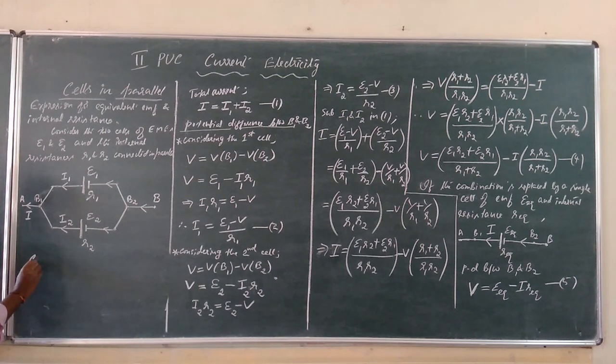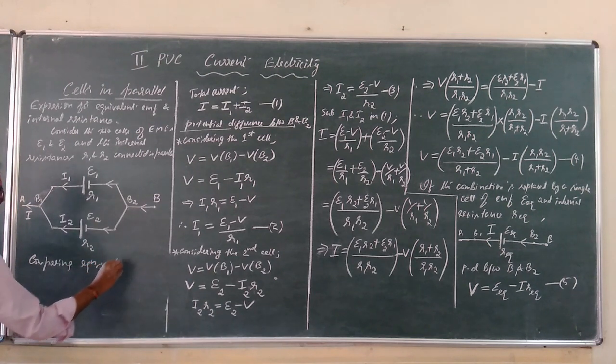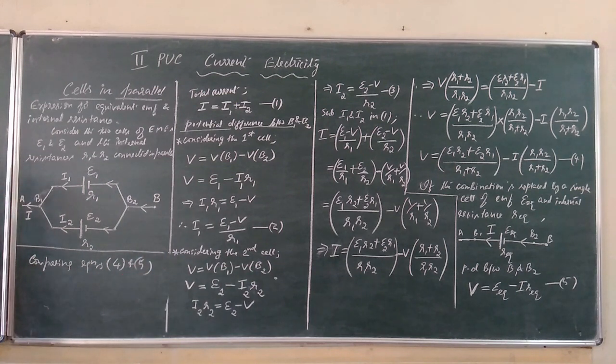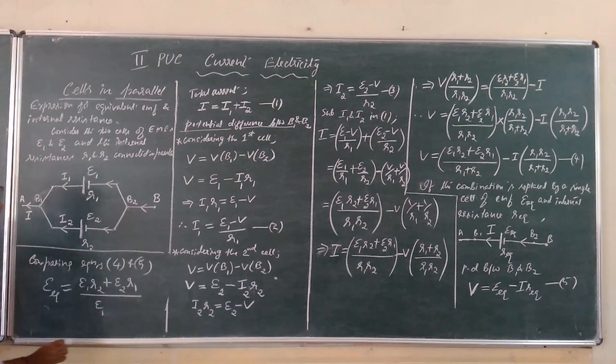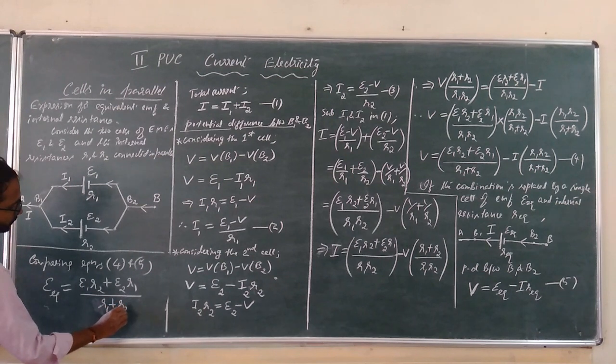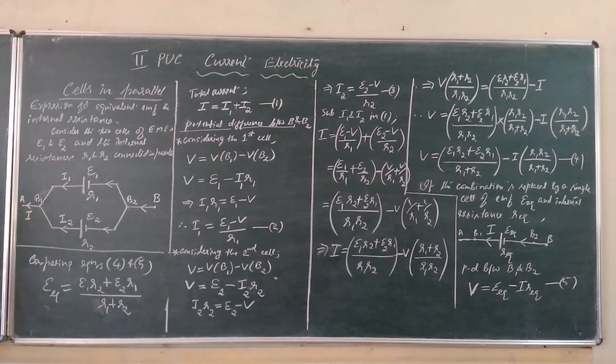So comparing equations 4 and 5, what is E equivalent? E equivalent is equal to E1 R2 plus E2 R1 divided by R1 plus R2.